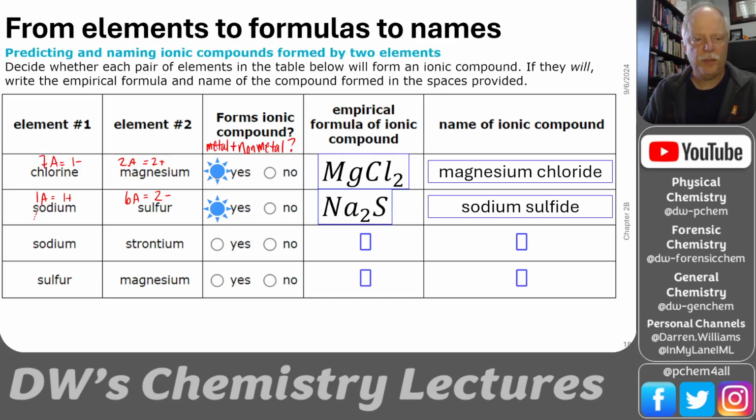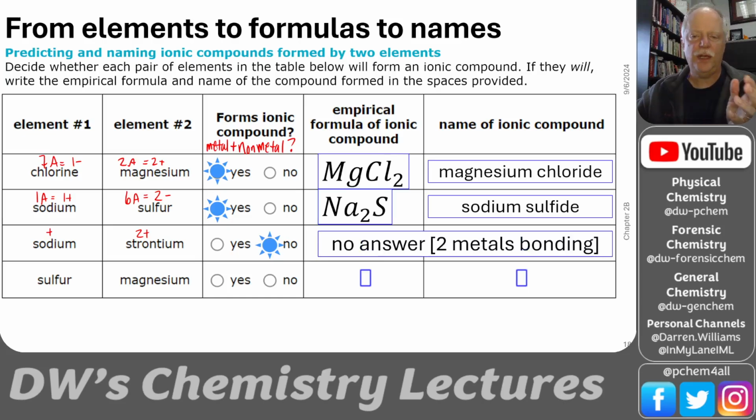Then we get into sodium and strontium. So this is going to be a +1, and this is going to be a 2 plus metal cation. So those aren't going to form an ionic compound because they're both going to form positive cations. There's no anion to react with. So we're going to say no on that one. And so there's nothing to put down in terms of the name or formula because these guys don't react with each other to form a compound. Okay.